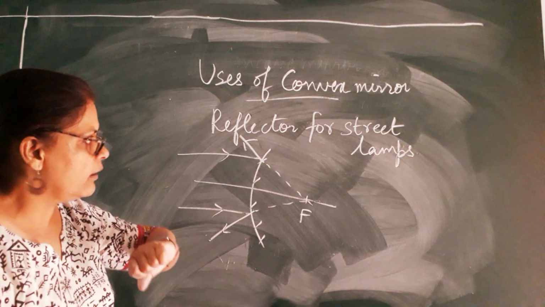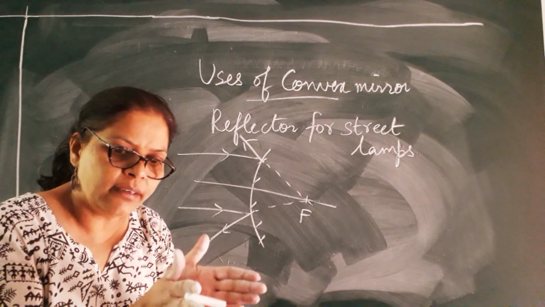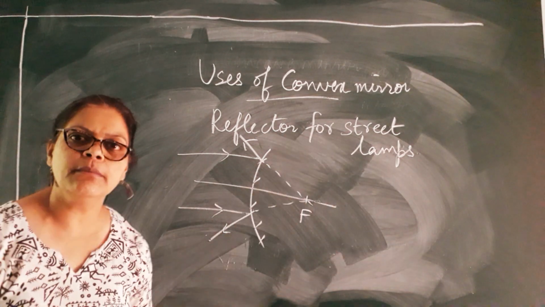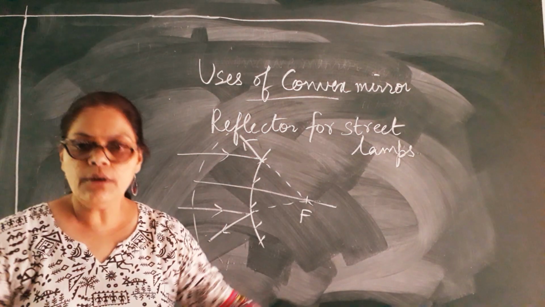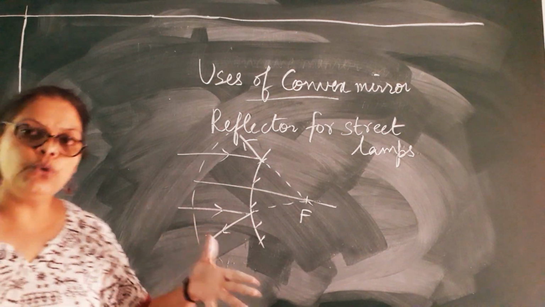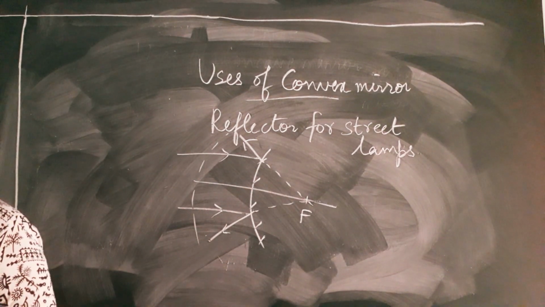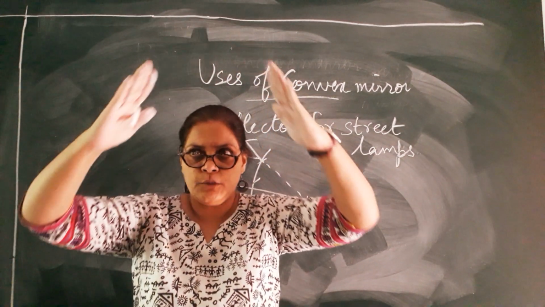Now here what happens? We are using this here as reflector because when the rays of light are striking a convex, after striking they diverge out, because the convex is a diverging mirror. So it is going to illuminate a larger, spread out area, and thus it is used as a reflector in street lights. When you stand under the street light, have you observed? The light comes this way, it spreads out.